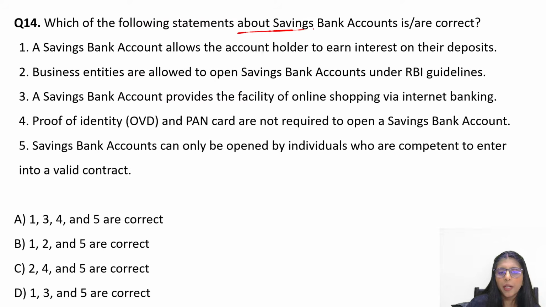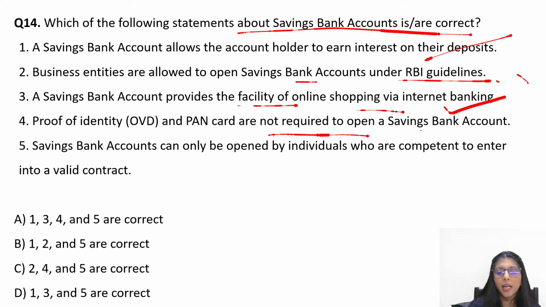Next question. Which of the following statements about a saving bank account are correct? A saving bank account allows the account holder to earn interest on their deposit. Yes. Business entities are allowed to open a saving bank account under RBI guidelines. No, they open a current account, not a saving bank account. They cannot open a saving bank account. A saving bank account provides the facility for online shopping via internet banking. Yes. Proof of identity and PAN card are not required to open a saving bank account. It is required. Proof of identity and PAN card are required for opening a saving bank account.